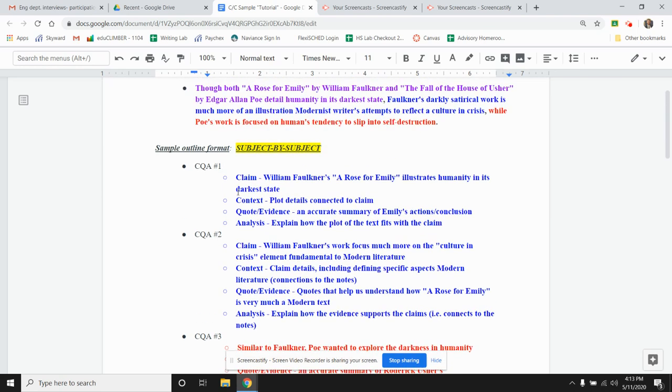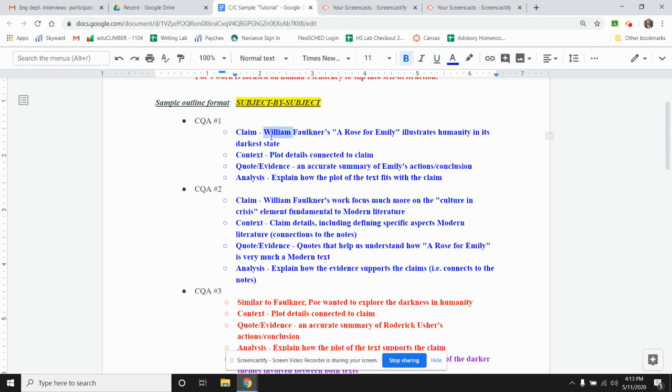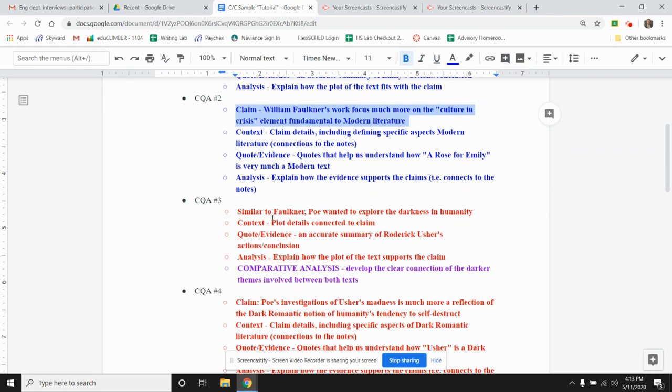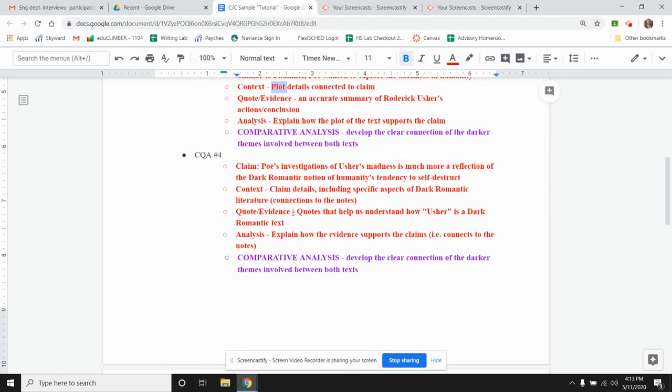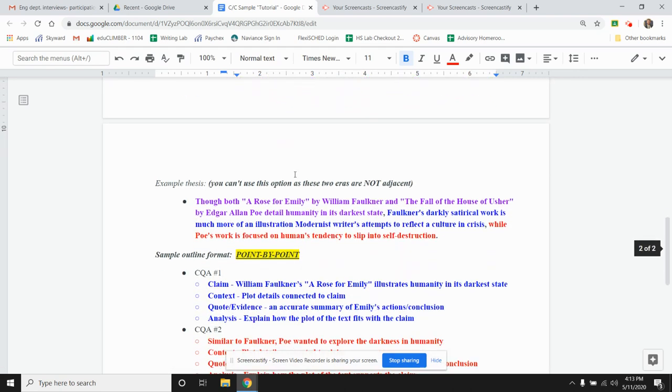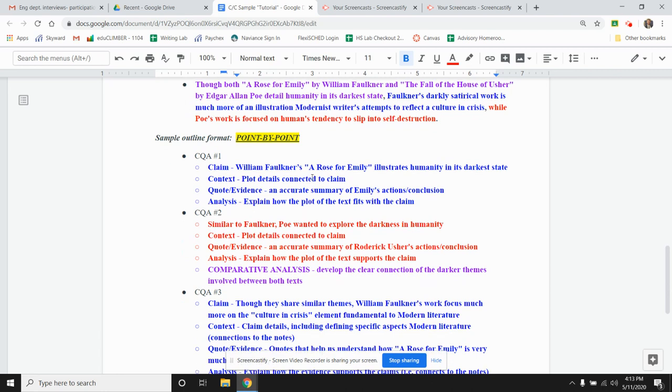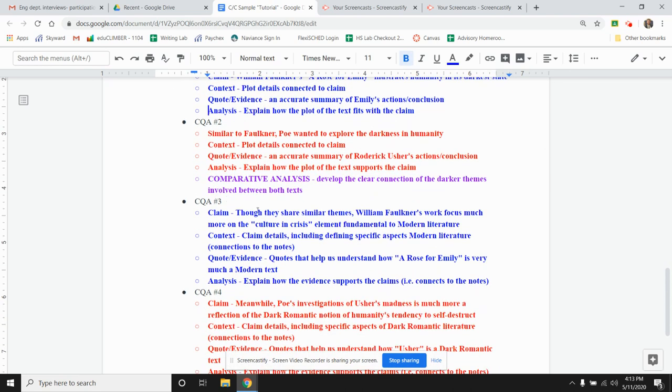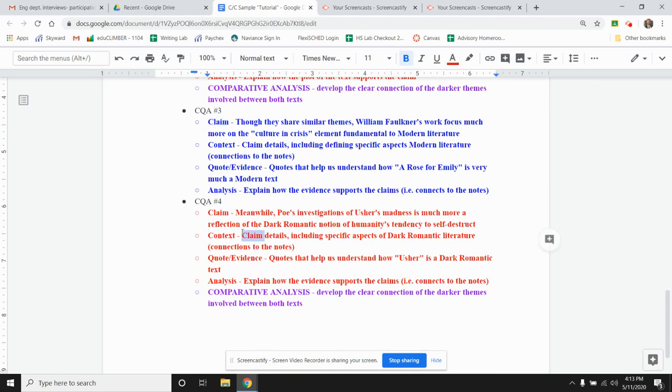So you have to decide, do you want to tackle subject by subject, text 1, text 1, text 2, CQA, comparative analysis, CQA, comparative analysis, or do you want to tackle point by point? Text 1, text 2, comparative analysis, text 1, text 2, comparative analysis.